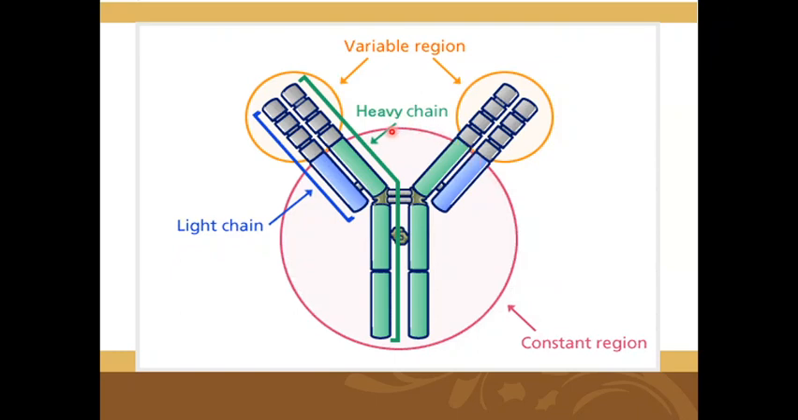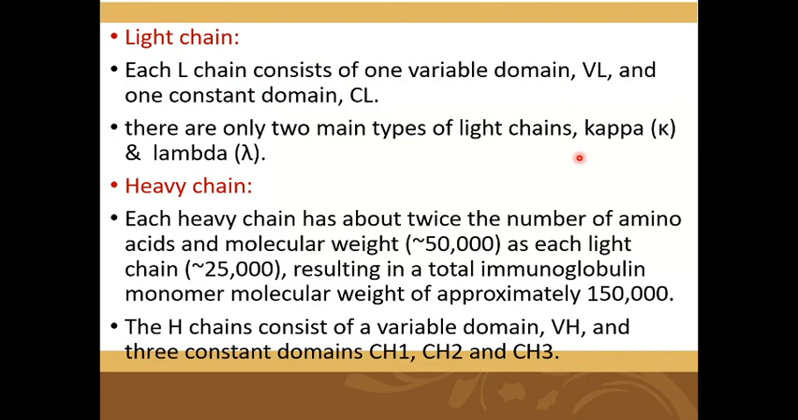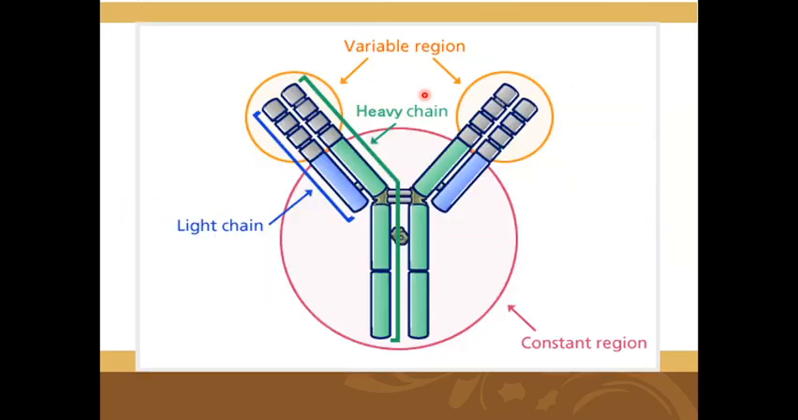Look, this is the constant region and this is the variable region. These boxes, box after box, this is the variable region, and this is the light chain and this is the heavy chain. Each light chain consists of one variable domain, VL, L for light, and one constant domain, constant light. Okay? Now let us see this.